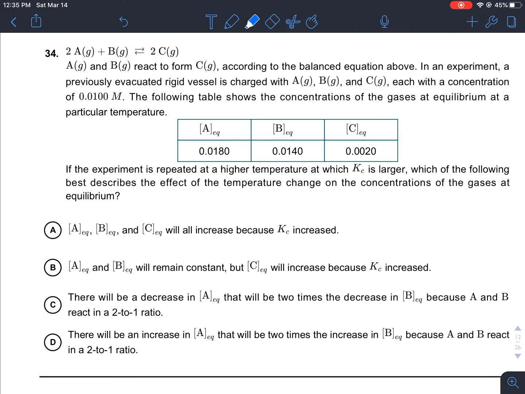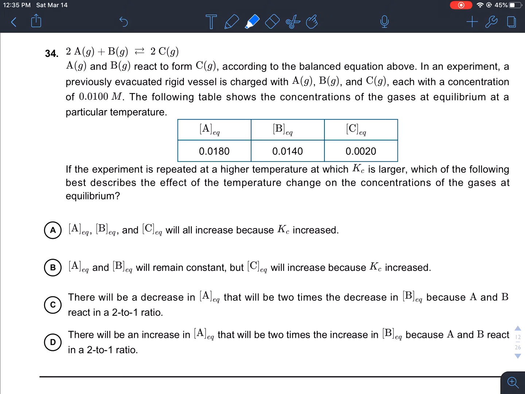You have 2 A's plus a B yield 2 C's. A and B react to form C according to the balanced equation above. In an experiment, the previously evacuated rigid vessel is charged with A, B, and C, each with a concentration of 0.01, sorry. Then the concentrations of the gases at equilibrium at a particular temperature are given.